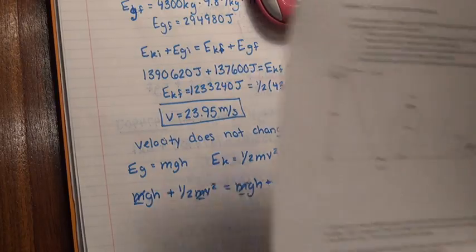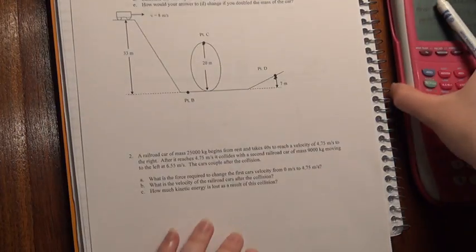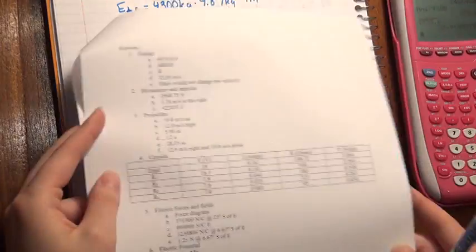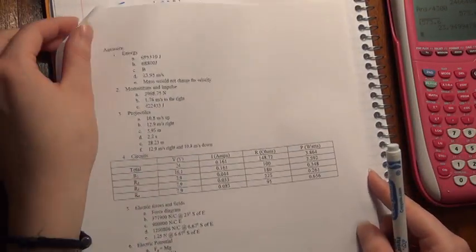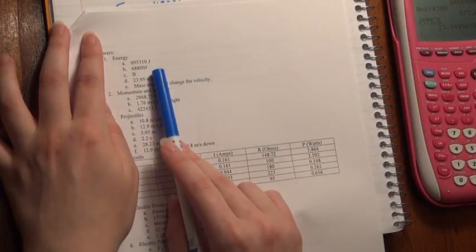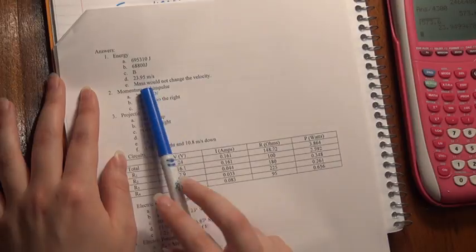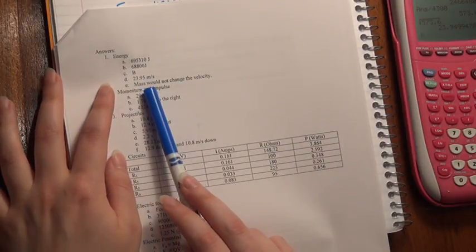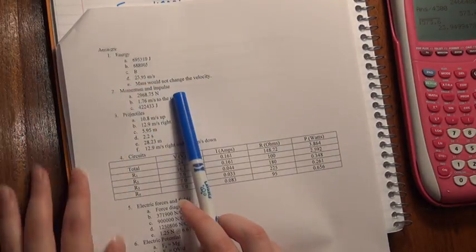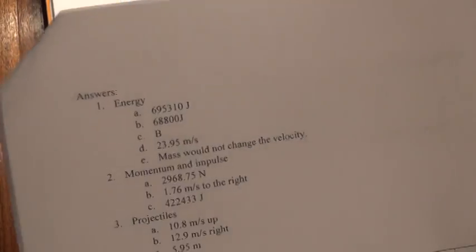So here you have the answers to problem 1 of the semester 2 final exam review problems. You can also check those answers in the back of the packet here, in which case we have 695,310 joules, 68,800 joules, point B, 23.95 meters per second, and that the mass would not change the velocity, as we have established. There you go.